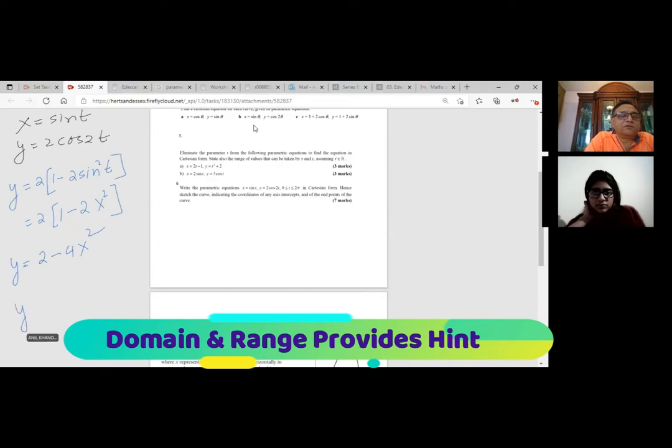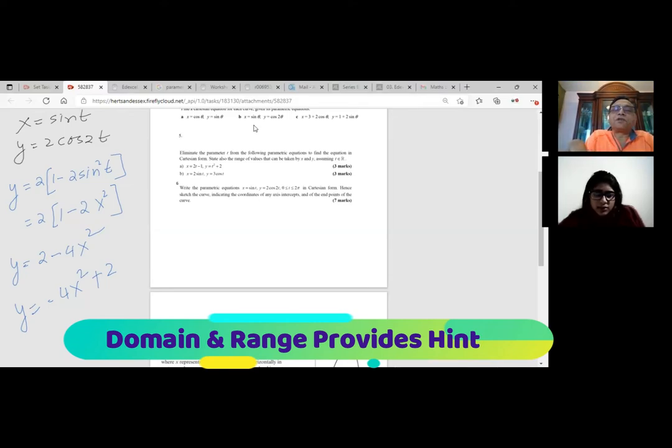So we say y equals 2. It's better to write the standard form, y equals minus 4x squared plus 2, correct? The only thing you have to look into is the value of x, which, you remember, is from plus and minus 1. Plus and minus, right?